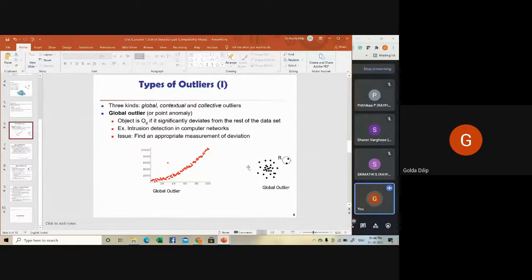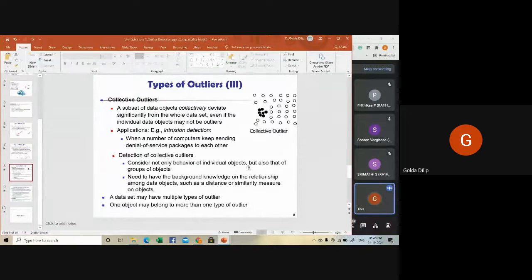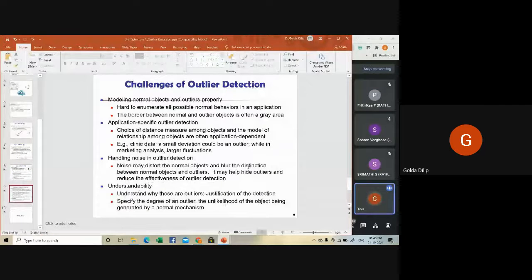So these are the types of outliers. I hope it's understood what a global outlier is, what a contextual or conditional outlier is, and that the third one is the case of a collective outlier. Now let's see what the difficulties or challenges involved in outlier detection are.